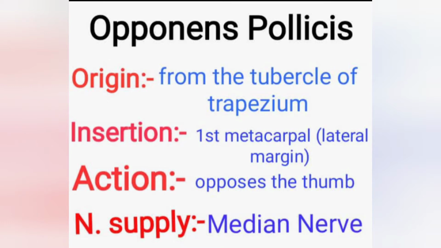So first is opponens pollicis. It originates from the tubercle of the trapezium and it inserts into the first metacarpal. The action is that it opposes the thumb, and all the thenar muscles are supplied by the median nerve.